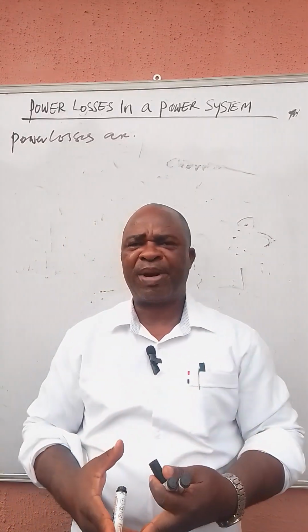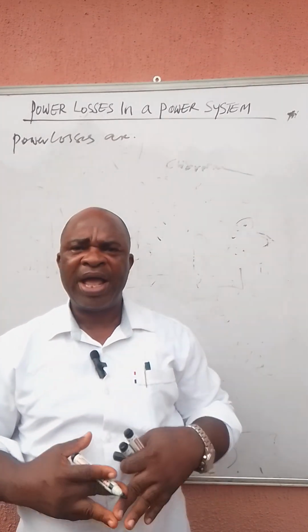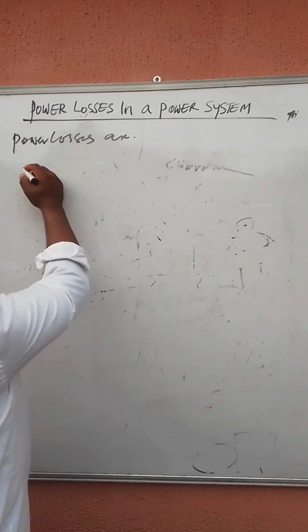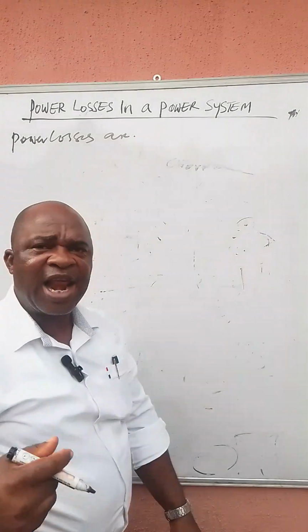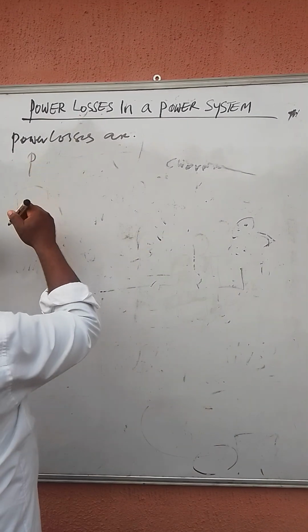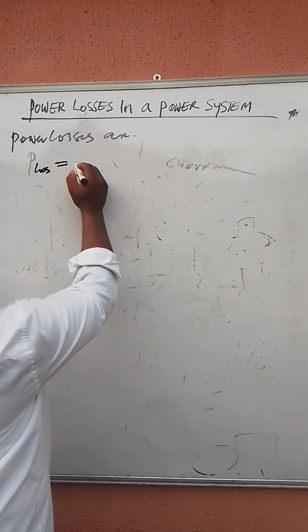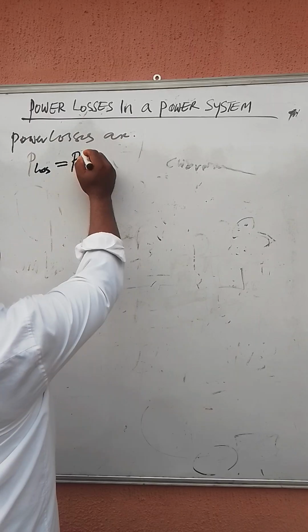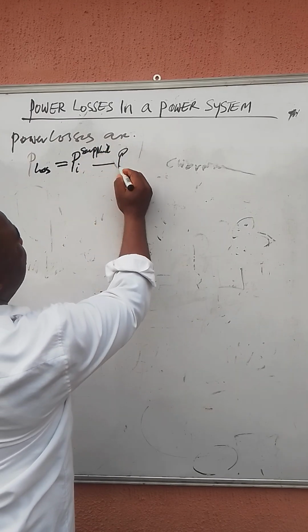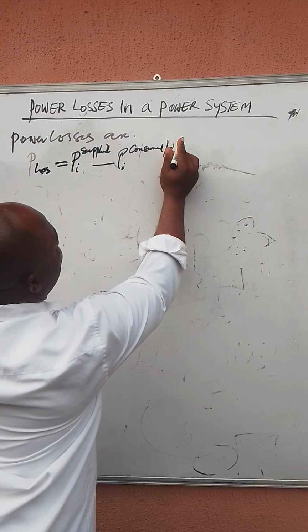Now, let me explain. We can formulate a mathematical expression. We can now say power loss in a power system, or in an electrical network, or in electrical equipment, is given as P loss is equal to P supplied minus P consumed, or utilized.